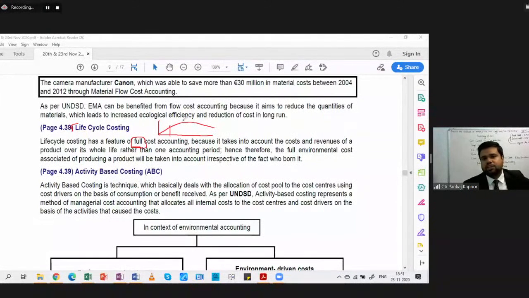The phase of introduction, then the phase of growth, then the phase of maturity and the decline, and so on. Because we consider the full cost incurred on a particular product from its development till its decommissioning. Obviously, we will also consider the environment related cost, because we are considering full cost, all categories of the cost. Agreed? Now the next one, activity based costing.